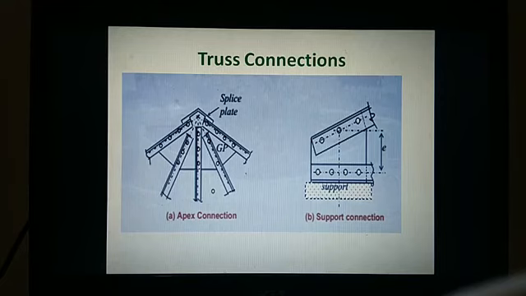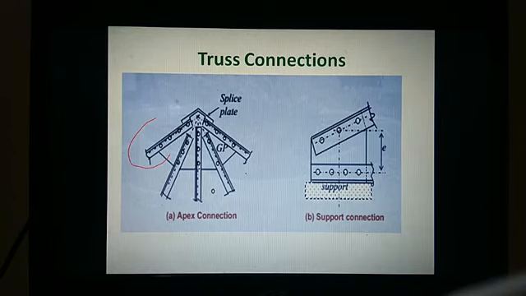See how many members are connected to the plate. It can be convinced that this is called a gusset plate, right? So you can see different elements which are connected to the gusset plate, right? So for a single plate, see how many members are connected. So this is called an apex connection. So this is called a support connection.